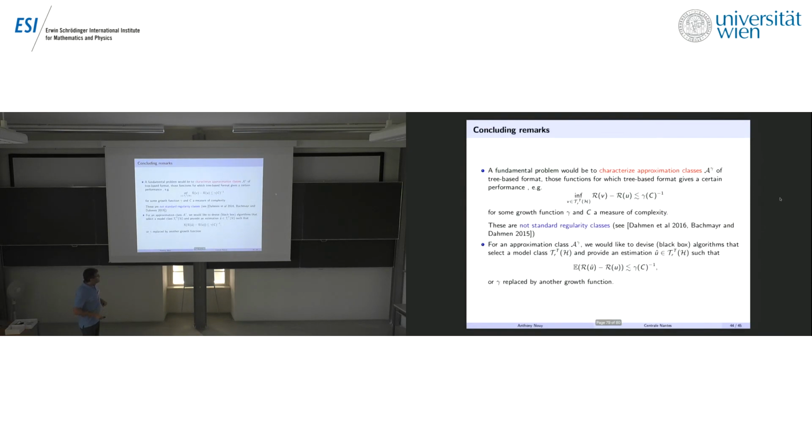And more importantly, I would say we should follow the road of Wolfgang and introduce really approximation classes for tensor formats and try to derive black box algorithms that achieve almost ideal performance for these approximation classes. But these approximation classes for tensor formats, as for neural networks, are not well understood, okay? They are clearly not standard regularity classes. So there is also a lot to do in order to better understand what the approximation classes for these formats are.